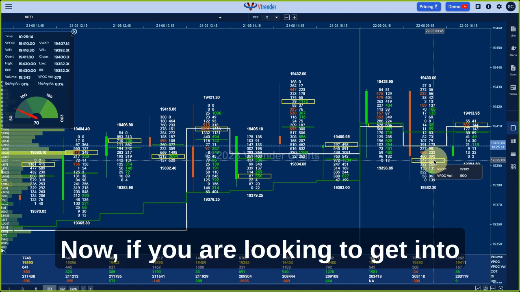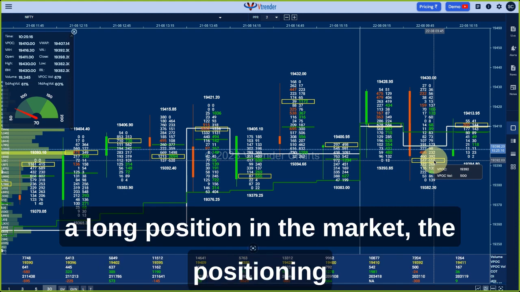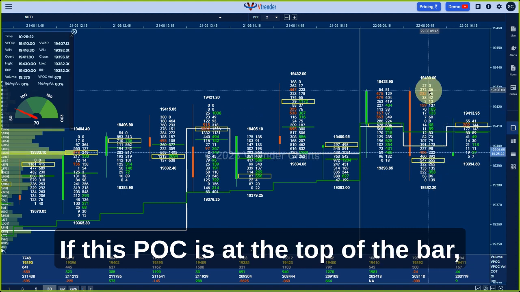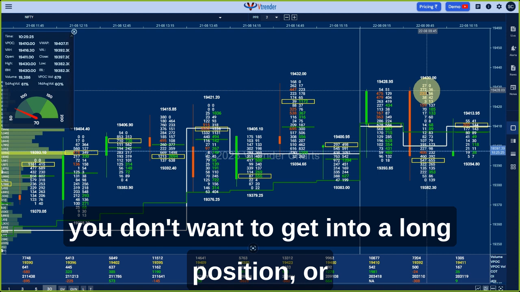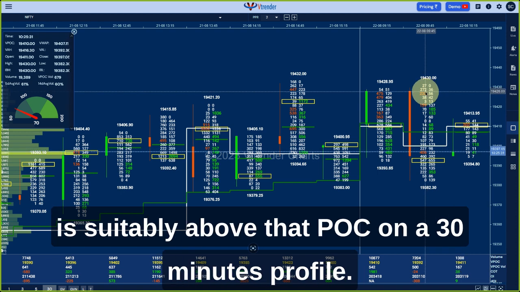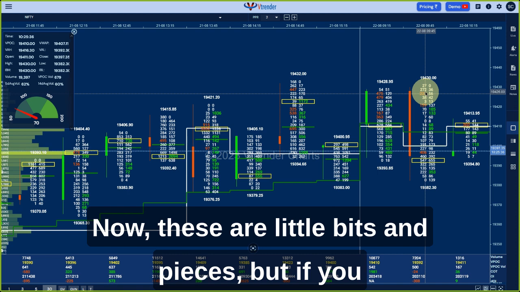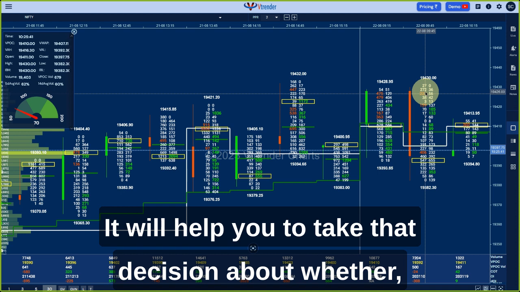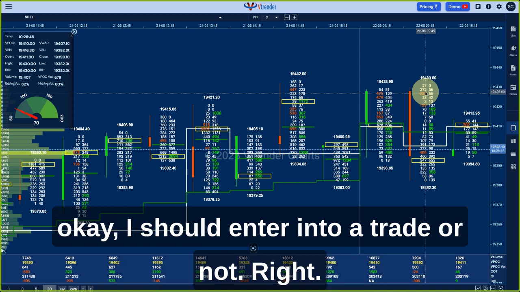Now if you are looking to get into a long position in the market, the positioning of this POC is very, very important. If this POC is at the top of the bar, you don't want to get into a long position, or you would get into a long position when the market is suitably above that POC on a 30-minute profile. Now these are little bits and pieces, but if you put them together, it will help you time the market. It will help you take that decision about whether I should enter into a trade or not, right?